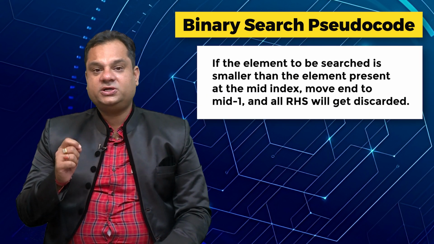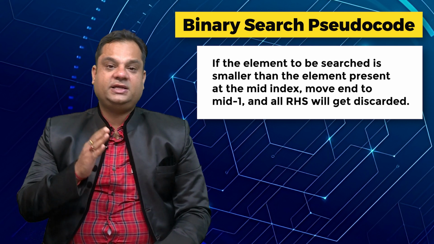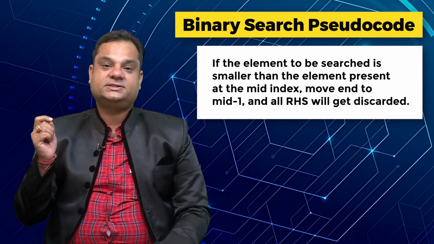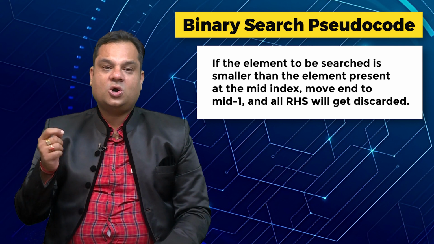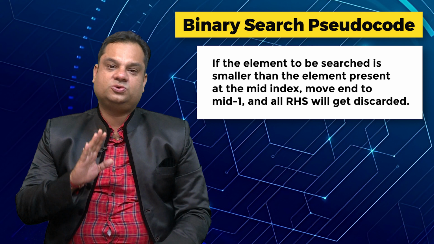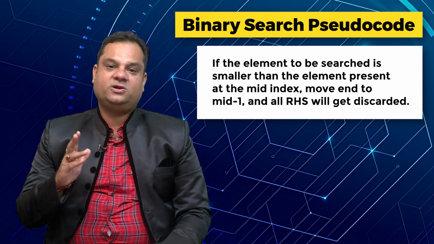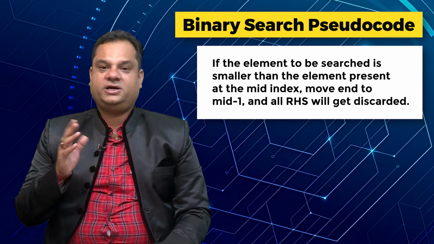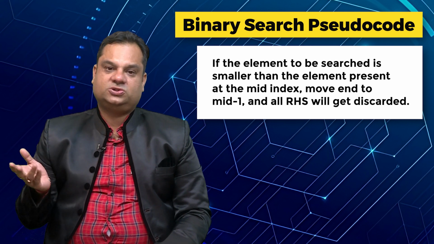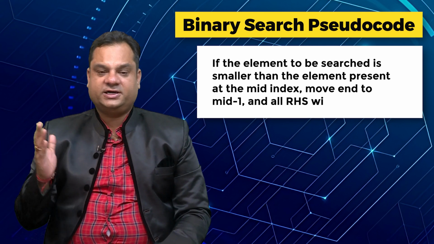If the element to be searched is smaller than the element present at the mid index, move end to mid minus 1, and all the RHS will be discarded. You can't go for the searching operation at the RHS of the middle position, because by the middle of the data you can find out that data is not available at the right hand side of the middle position.